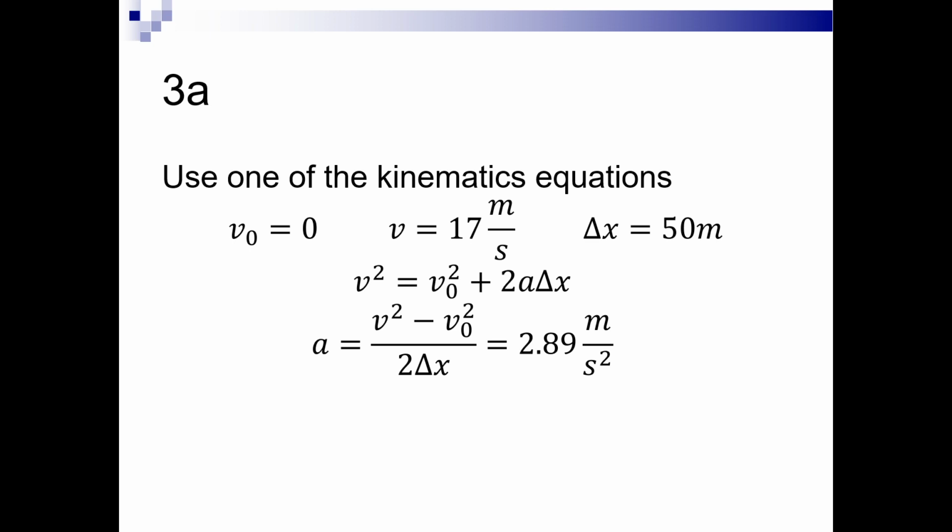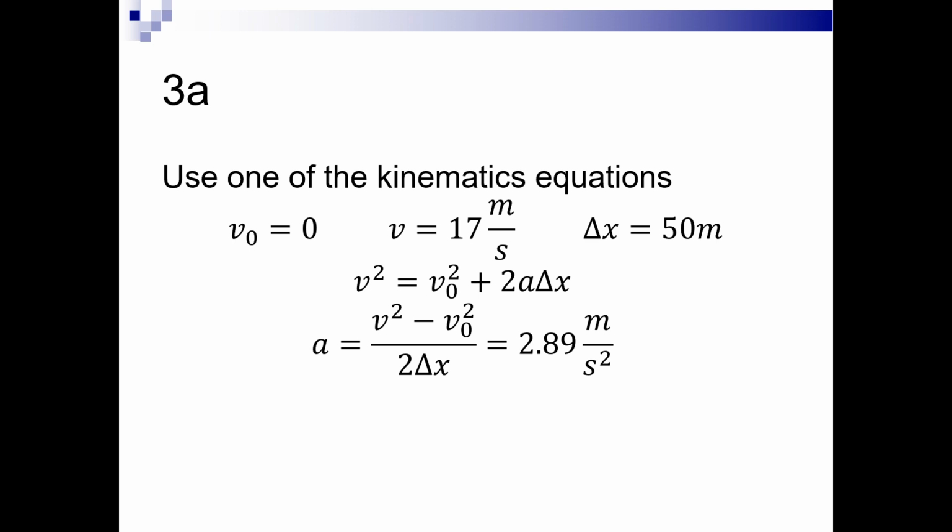All right, so in the first one, it's asking what is the acceleration. We know the initial velocity is 0, the final velocity is 17, the change in position is 50 meters, so I look at the kinematics equations, and v squared equals v0 squared plus 2a delta x is the one that makes sense to me. I rearrange that, and I get 2.89 meters per second squared. So that works out pretty well. We're able to solve there without too much trouble.